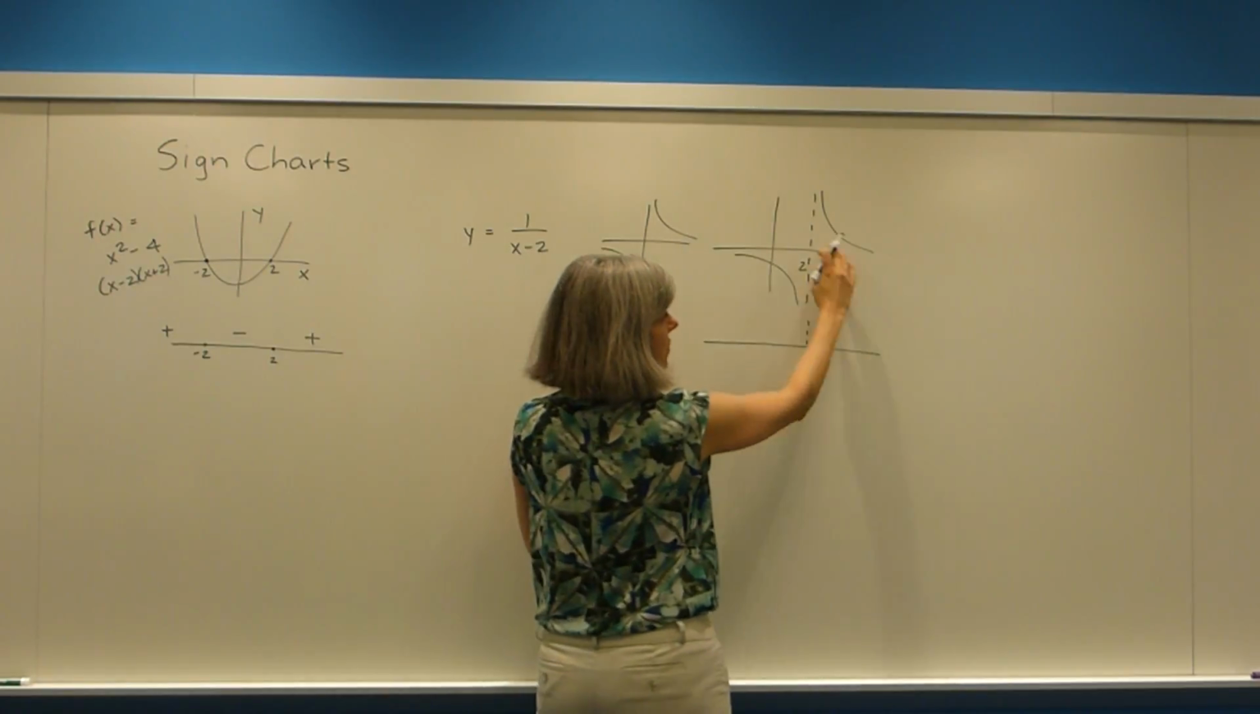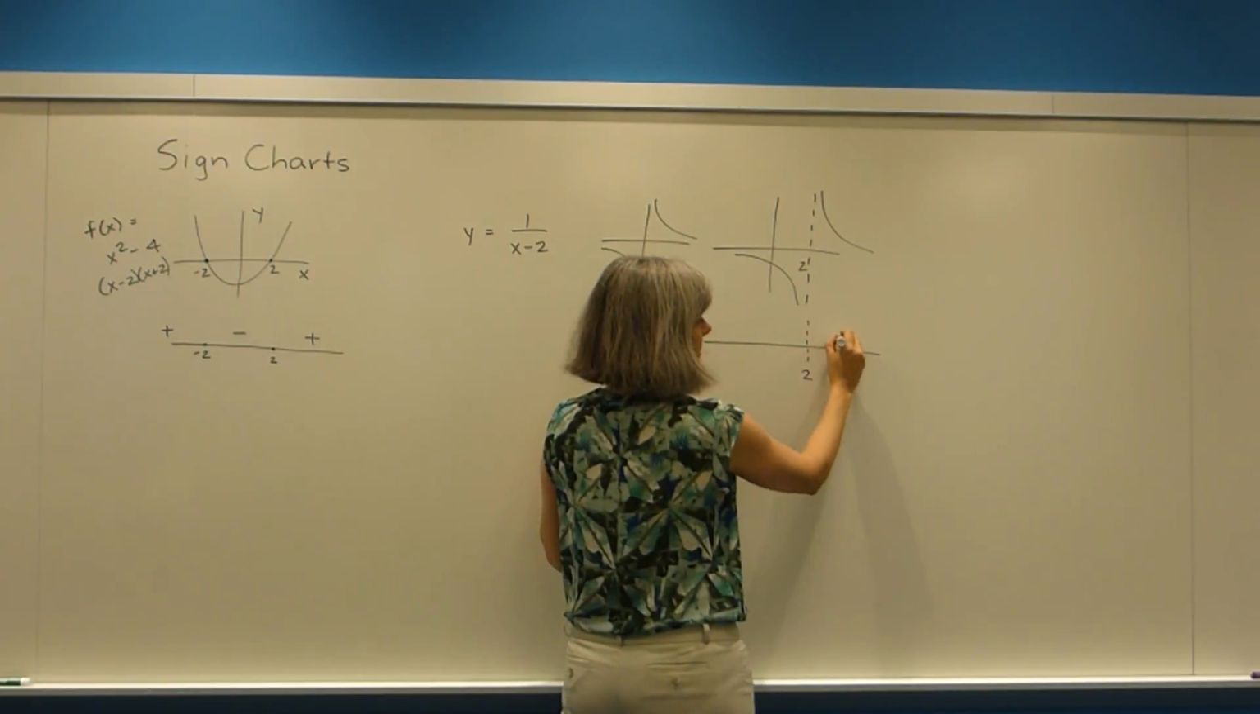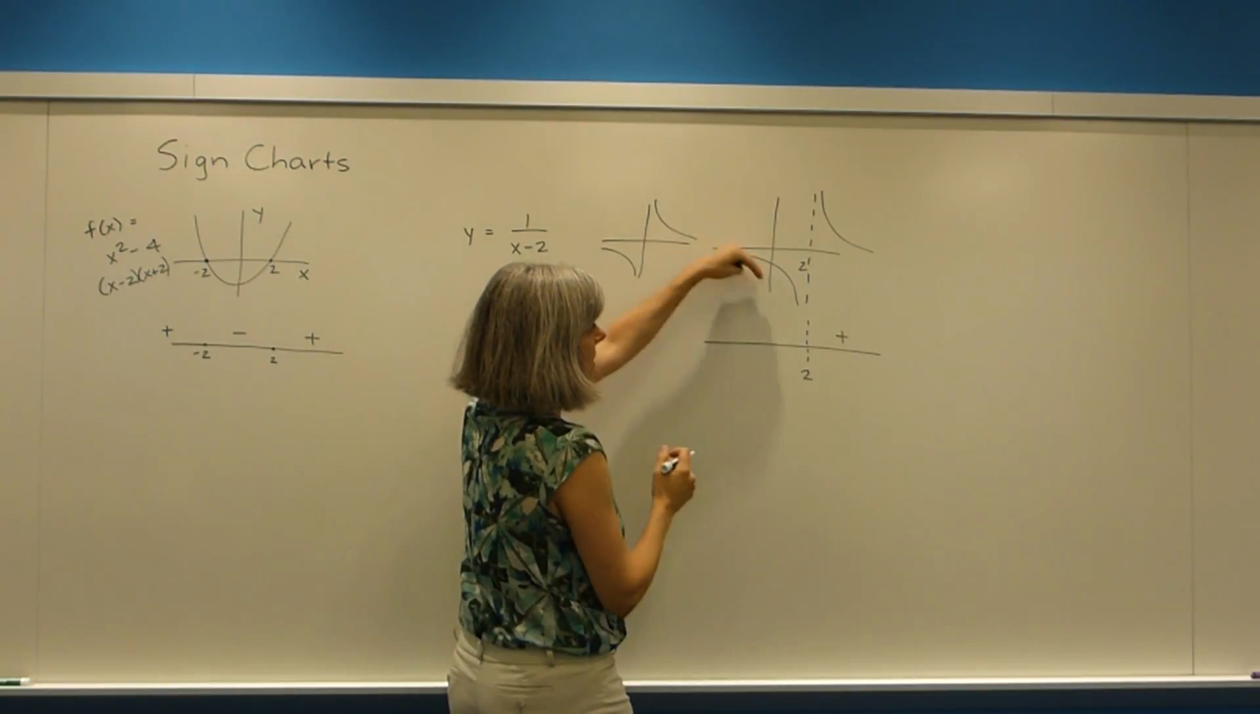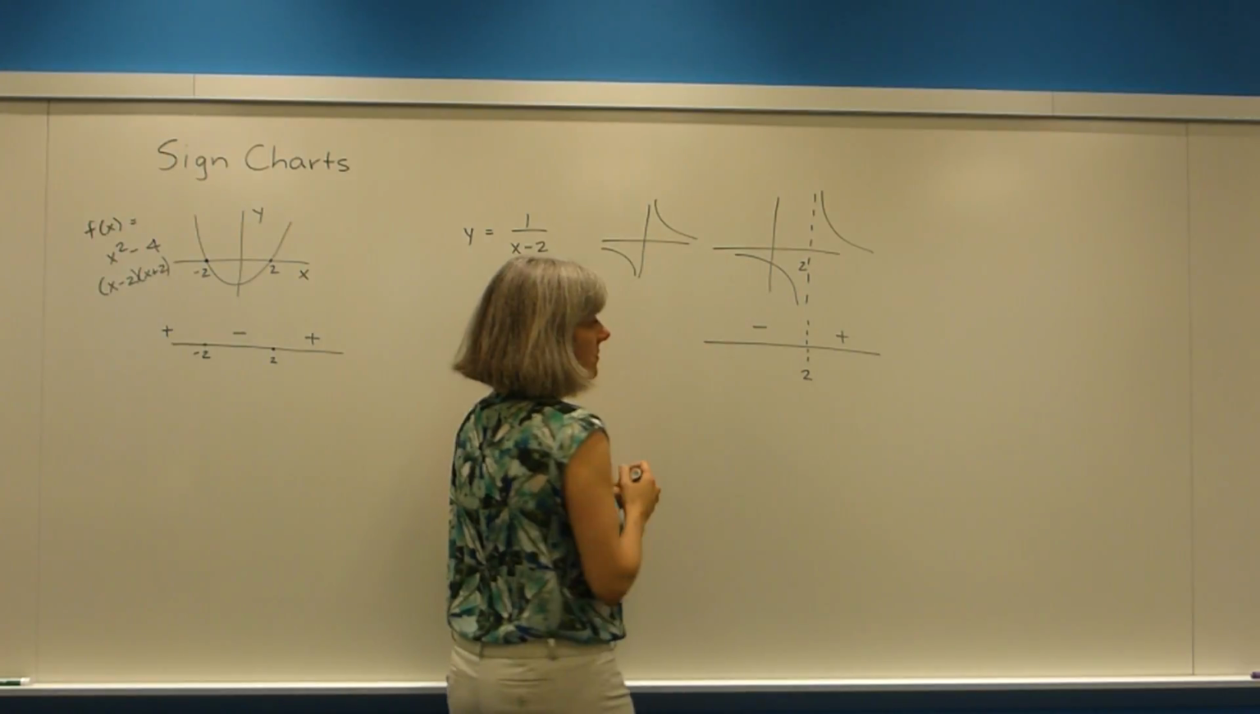What happens on this side of 2? All the y values are positive. And what happens on this side of 2? All the y values are negative. So what does that tell us?